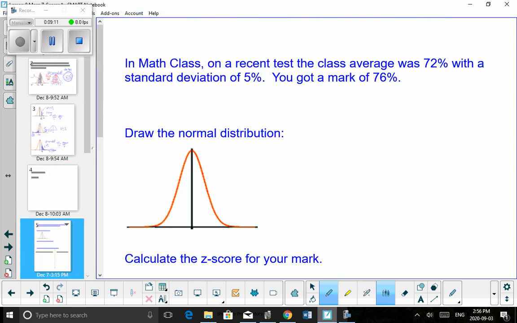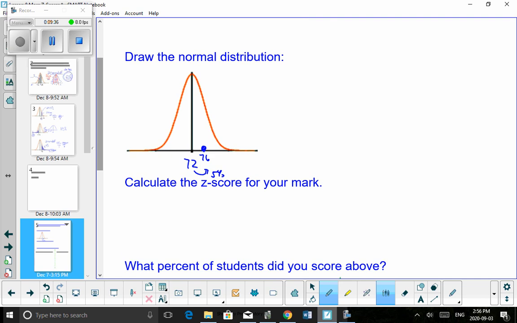Now, what happens if we don't have the z-scores? So it says in math class on a recent test, the class average was 72% with a standard deviation of 5%. You got a mark of 76%. So class average was 72, standard deviation was 5. You're right here, it's 76%. That's you. So that's drawing the normal distribution. We're not going to calculate the z-score. We don't need to do that.